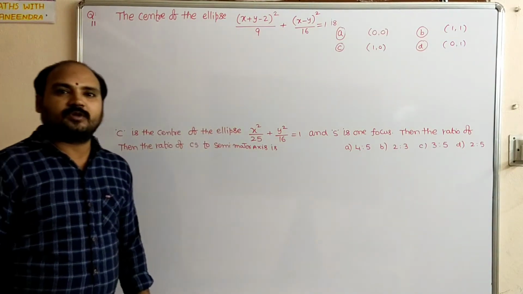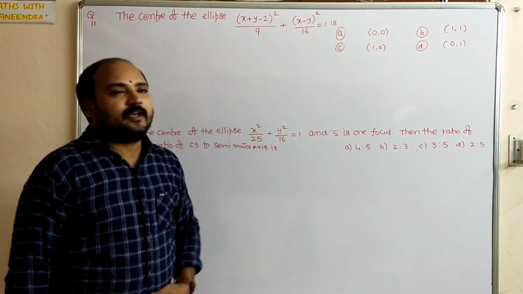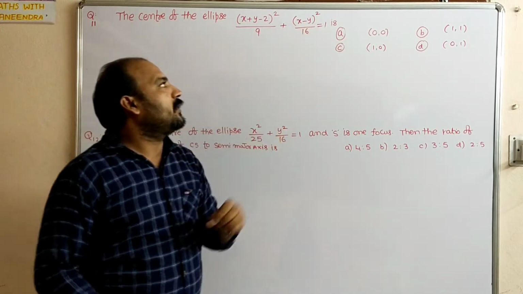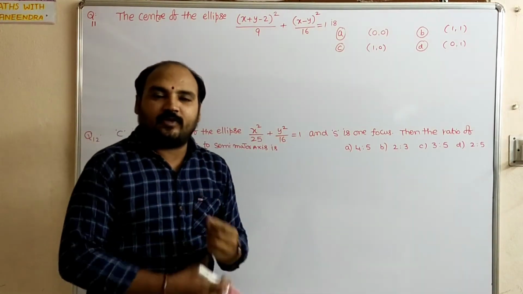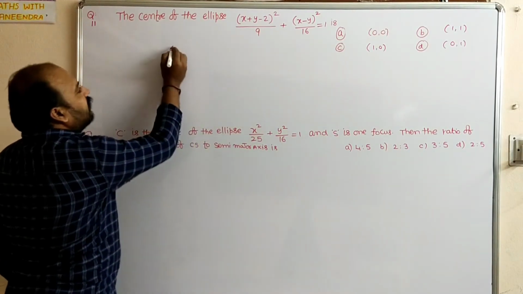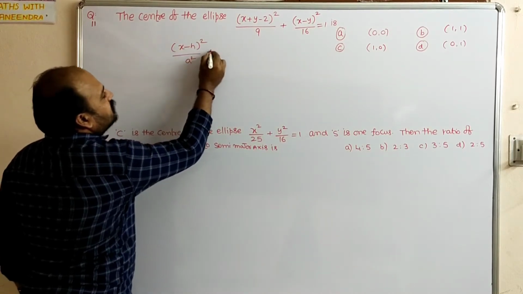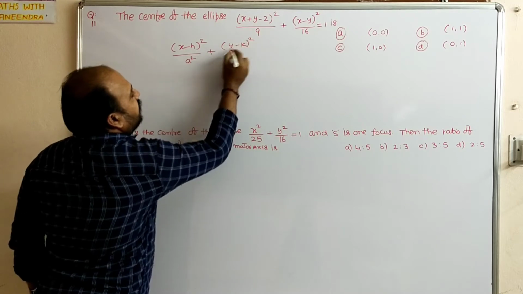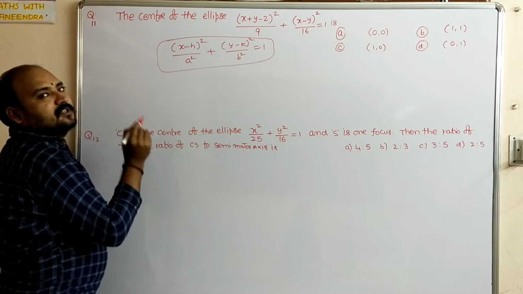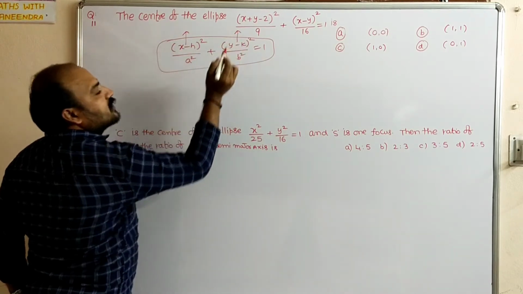So, first question we are going to discuss now. The center of the ellipse (x + y - 2)^2/9 + (x - y)^2/16 = 1 is. To solve this type of problem, you have to compare with (x - h)^2/a^2 + (y - k)^2/b^2 = 1. For this type of ellipse, the center is: x - h you have to equate to 0, y - k you have to equate to 0.